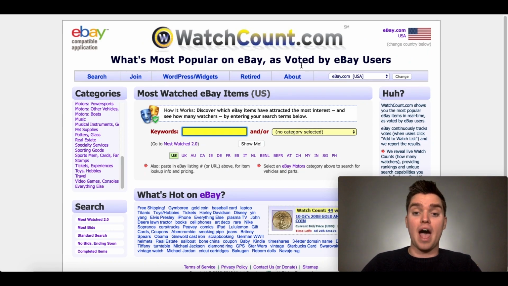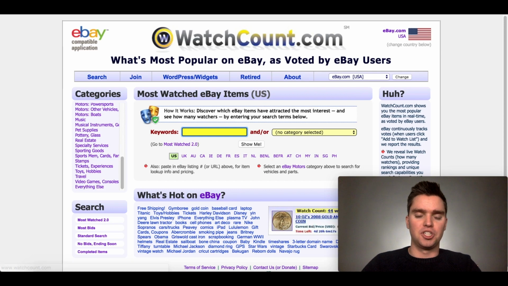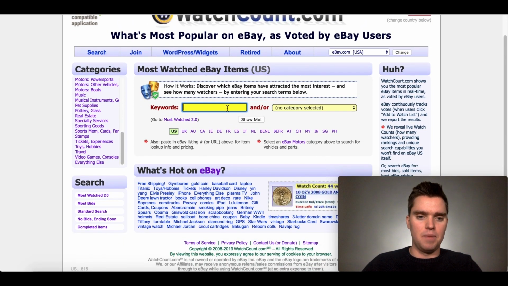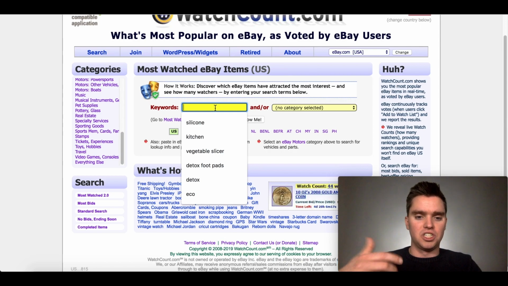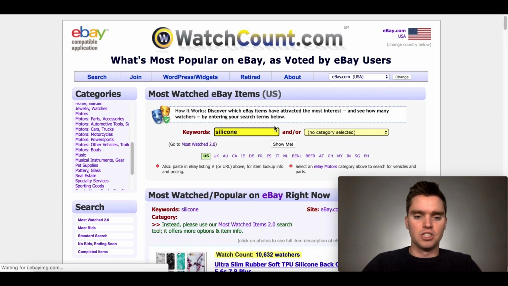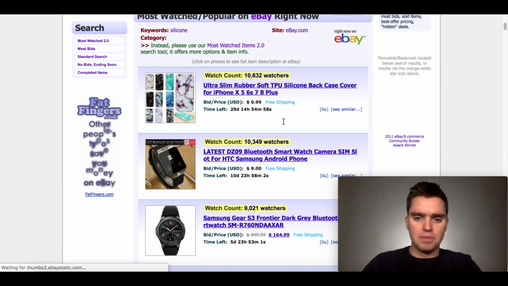And then we also have Watchcount.com. I personally like Wish better. I love the visual aspect of it. I'm a very visual learner. And here at Watchcount, going back to eBay, it's a similar kind of thing. We would just type in, and as you can see, these are things I've already typed in previously: silicone, kitchen, vegetable slicer, detox foot pads, detox eco. A lot of different things. So I'm just going to type in silicone and see what shows up.